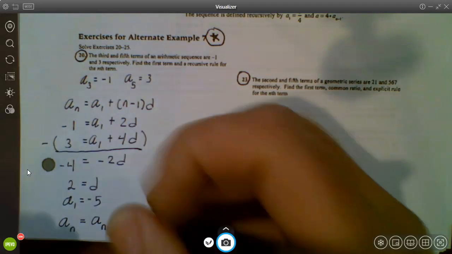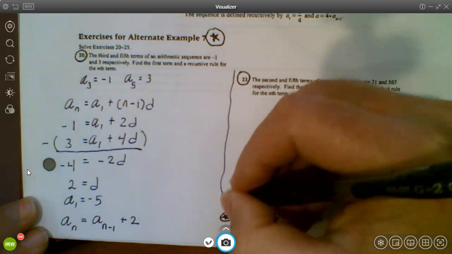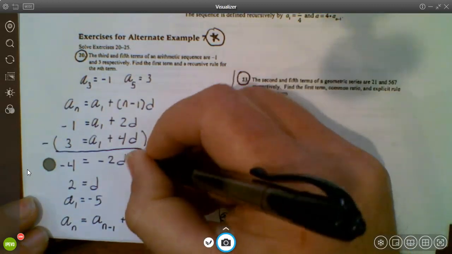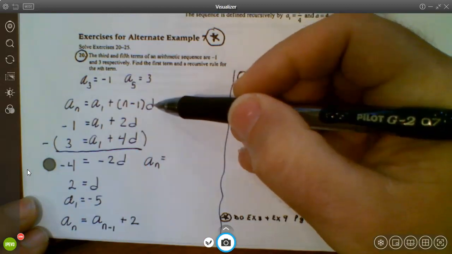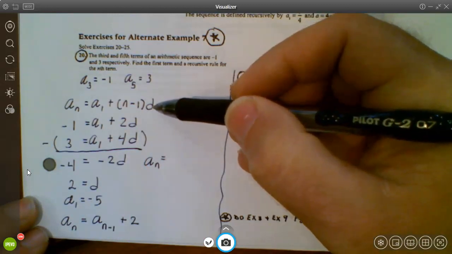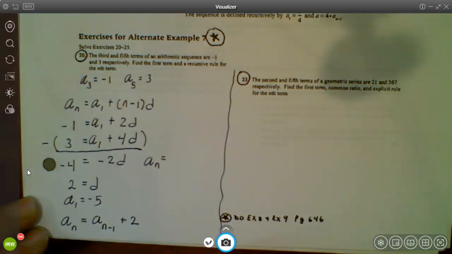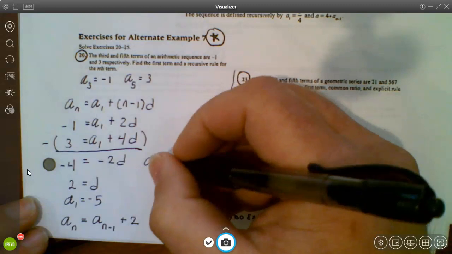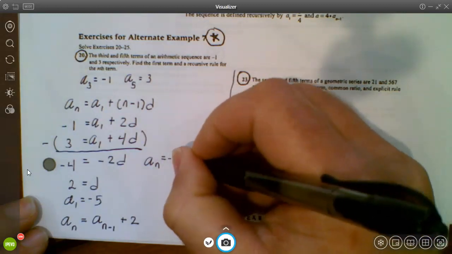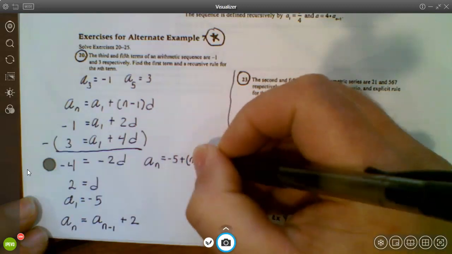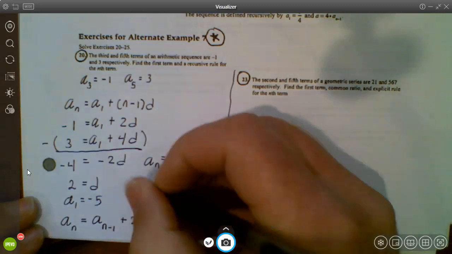If I want to write the arithmetic rule, then we go right back to the formula right here. Just remember, for the arithmetic rule, we're going to put in a value for d and for a1, and we leave n as n. So I know it's my first term plus n minus 1 times my common difference. And it is good to clean that up as much as we can.